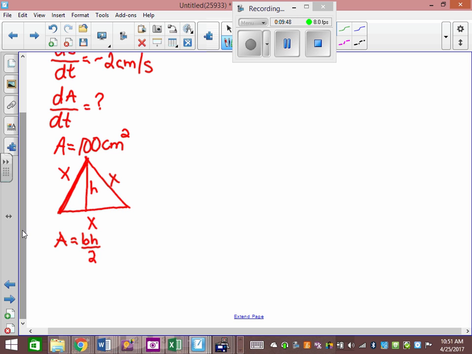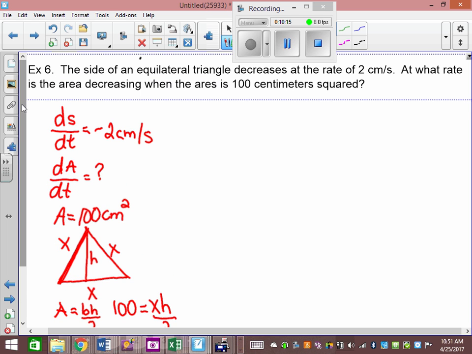So area is 100 equals base, which I'm calling x, height, which I'm calling h, and 2. Now, if I solve for h, I can plug this in for the h, and it gets rid of the h variable and replaces the h variable with an x. Then I'll only have x's, and then I can just do normal math. Because this question up here told me nothing about height. It didn't give me the height. It didn't give me what the height is decreasing or increasing by. So I need to get rid of it because I actually don't have anything to fill it in.